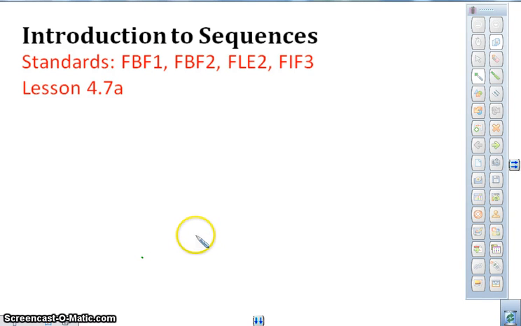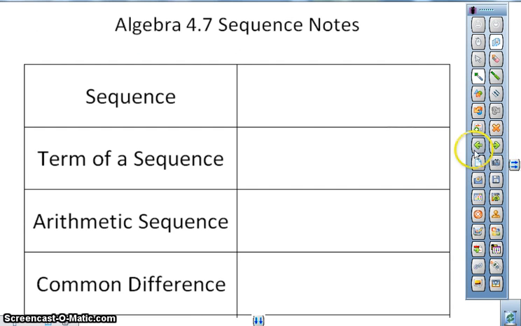Tonight you are starting looking at functions, and we're talking about sequences, the introduction to sequences. This is lesson 4.7a, and you can see I've listed some of our standards that we are looking at. In your notes, you want to be filling in the definition for a sequence.